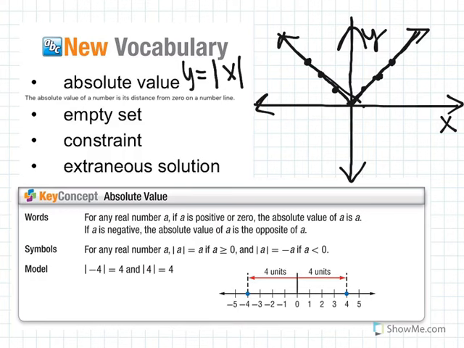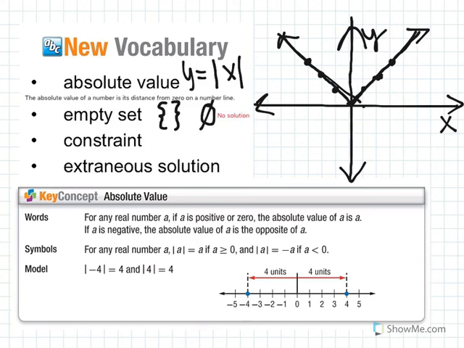The next vocabulary word is the empty set. That's when an equation doesn't have a solution. It is denoted by the empty set, using braces like that, or a 0 with a slash through it. That's how you represent the empty set, and that means no solution.